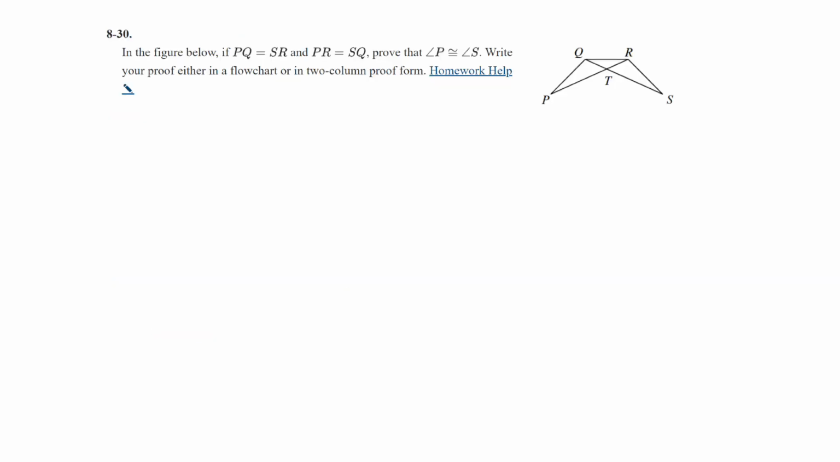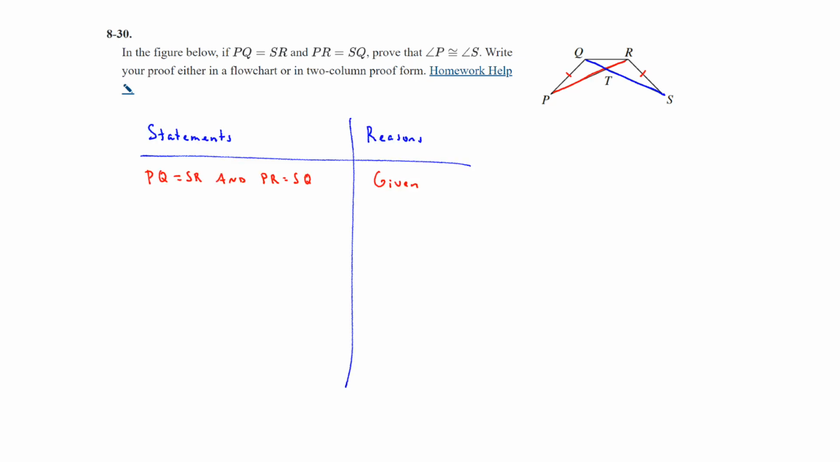Question 30. In the figure below, PQ is equal to SR, and PR is equal to SQ, so that means this whole length is equal to this whole length here. Prove that angle P is congruent to angle S. Write your proof either in a flowchart or a two-column proof. Alright, I'm going to go ahead and use a two-column proof.